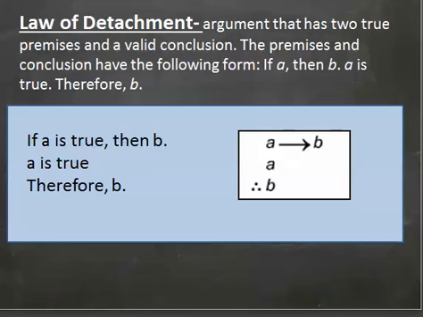Okay, we have another law. So we have the law of syllogism, then we also have the law of detachment. It just states it a little bit differently. It's an argument that has two true premises and a valid conclusion. The premises and conclusion have the following form: if A, then B. A is true, therefore B.